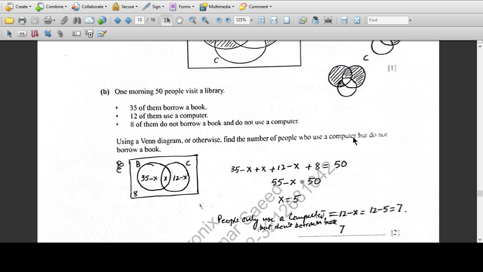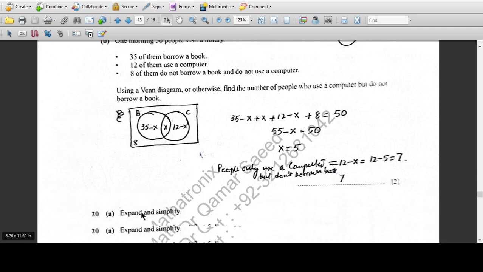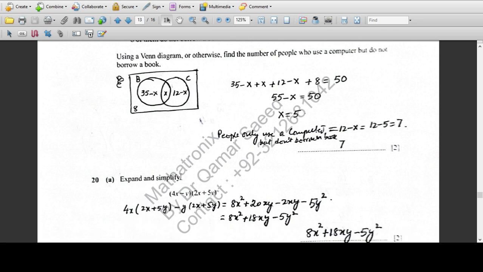Number of people who use a computer but do not borrow a book. So we have been asking this part: use a computer but do not borrow a book. The answer is 12 minus x. The value of x is obtained as 5, so 12 minus x is 12 minus 5, which is equal to 7. So this part, 12 minus x, is the only people using a computer, nothing else. So this is 7.